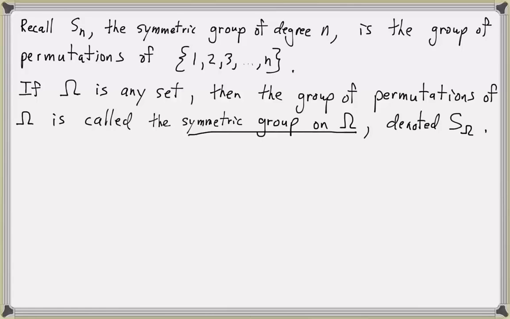So if omega has n elements, then S omega is still isomorphic to Sn, but it's a little bit more general. So we just showed that D8 is isomorphic to a subgroup of S4. Well, it turns out that every group is isomorphic to a subgroup of some symmetric group. And this fact is a very important theorem called Cayley's theorem.